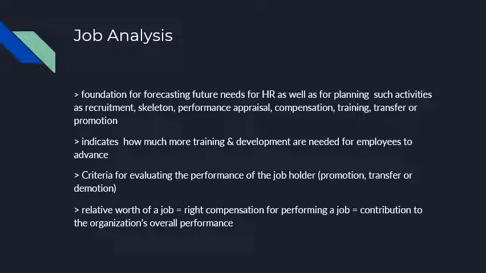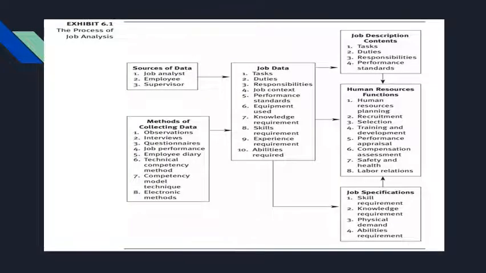The relative worth of a job is usually equal to the compensation for performing the job and is equally the same as its contribution to the organization's overall performance. So this is an example of a diagram of how the data that we previously mentioned will eventually be collected by HR, so that HR would be the one to distribute the workers whom they hire.